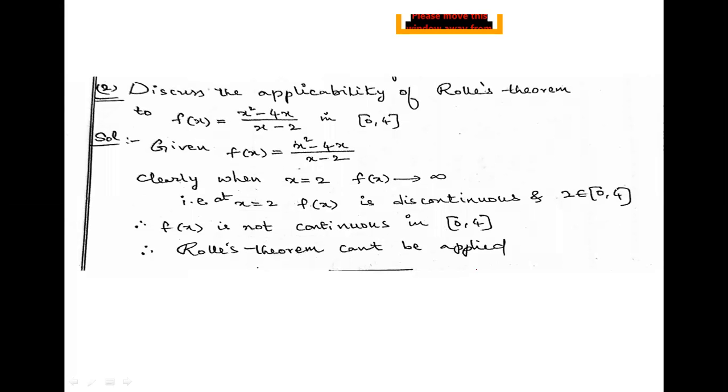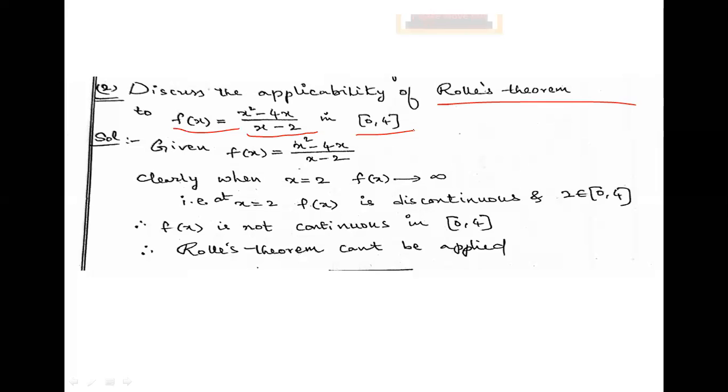Discuss the applications of Rolle's theorem to f of x is equal to (x square minus 4x) by (x minus 2) in the closed interval 0 comma 4. This equation f of x is given to us.